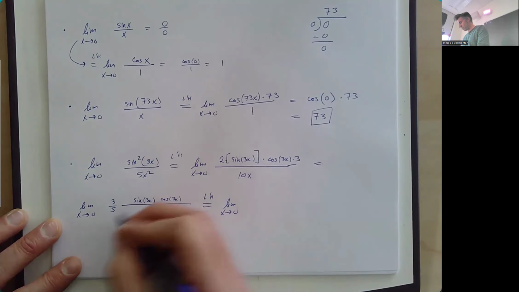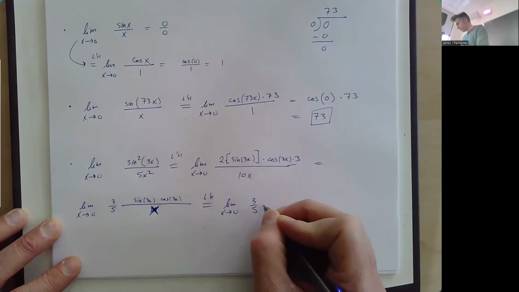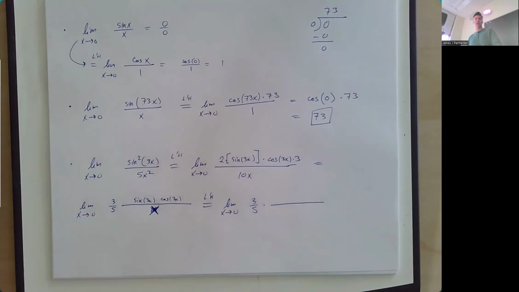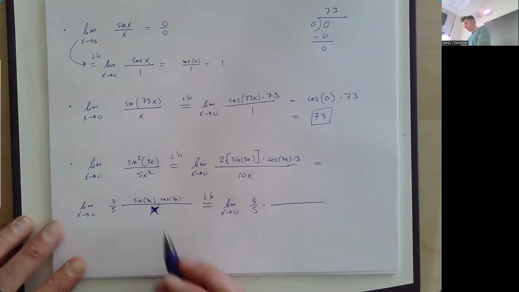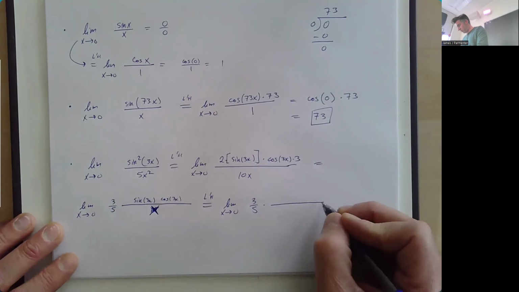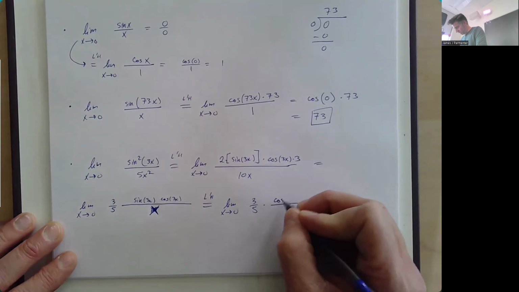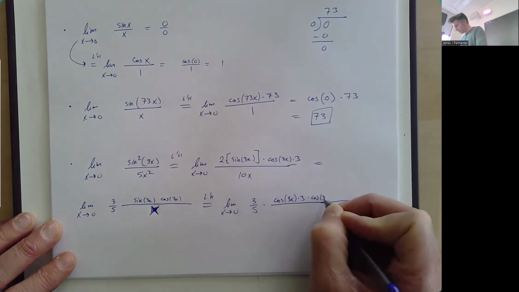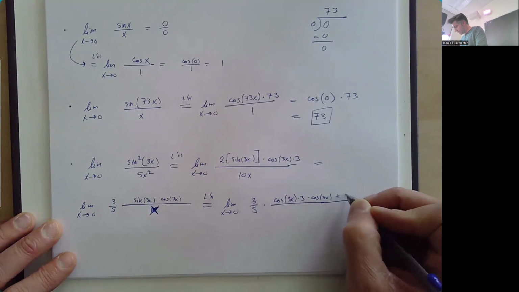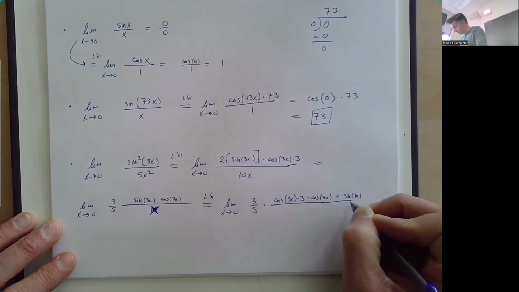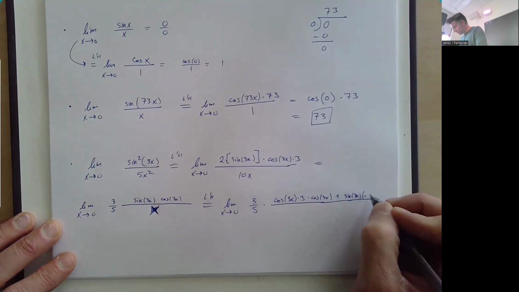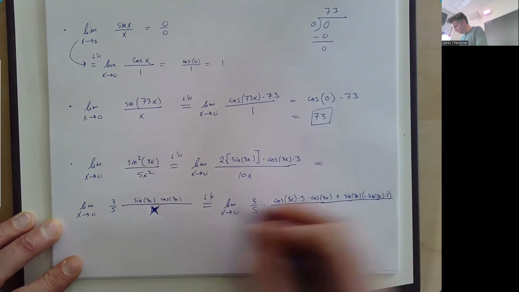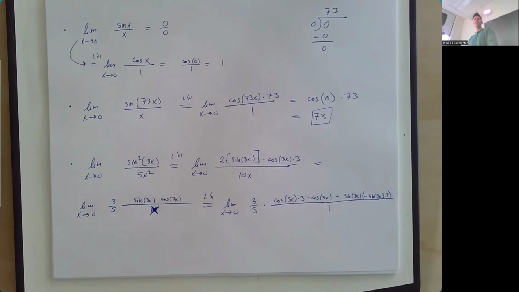The 3/5 constant is going to hang out in the front. Right? The limit of a constant times a function is just the constant times the limit. And then the derivative of the top is going to be a product rule. So it's going to be cosine of 3x times 3 times the other cosine of 3x plus sine of 3x times the derivative of cosine of 3x, which is negative sine of 3x times 3. This over 1. That one wasn't too bad.